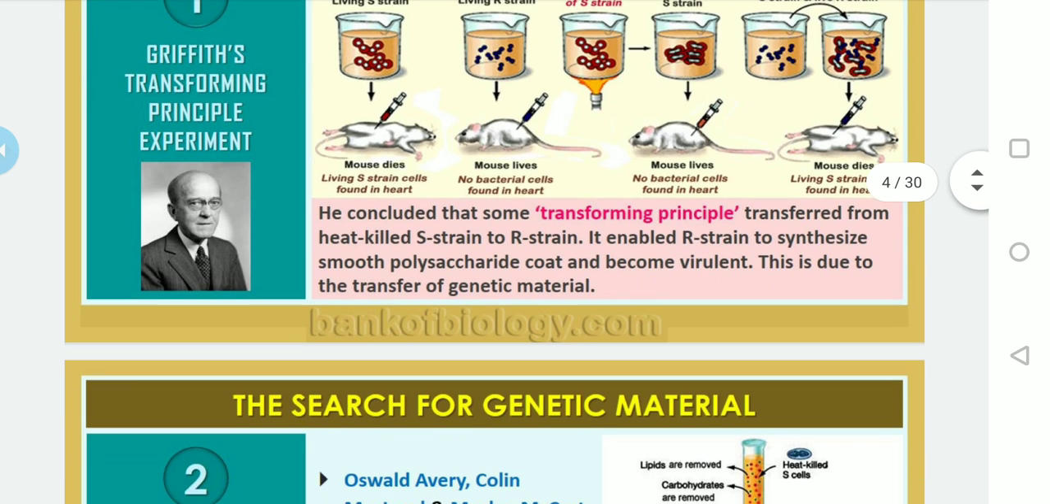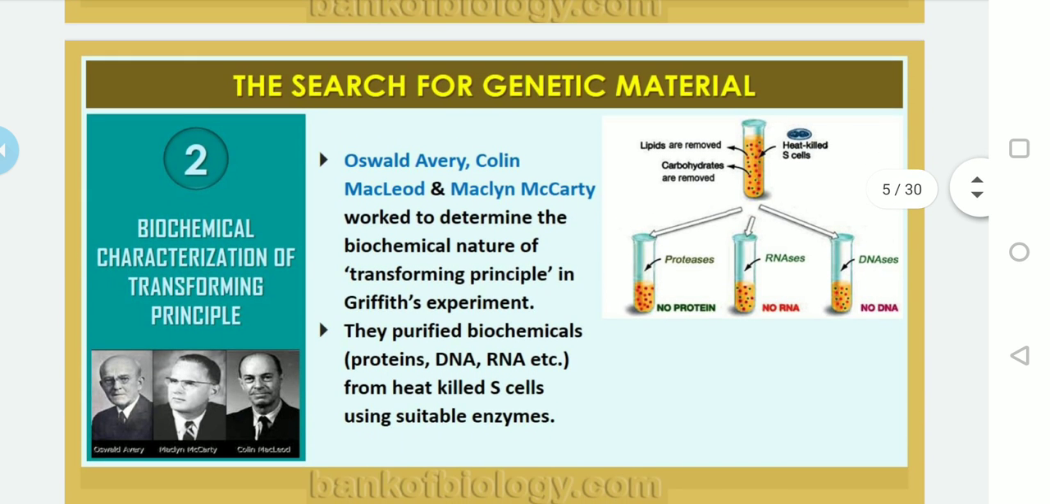Fine. The next experiment, there is another wonderful experiment: the biochemical characterization of the transforming principle. The biochemical nature of the transforming principle was discovered by three scientists: Oswald Avery, Colin MacLeod and McCarty. These experiments were conducted between 1933 and 1944, about 11 years. Remember, they sometimes ask the duration of the experiments also.